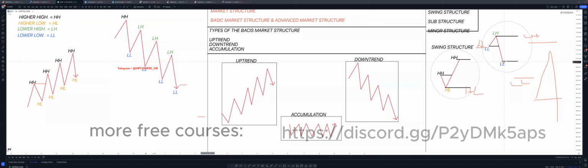Now we expect price to retrace back, right, into this lower high. This retracement is simply called the substructure. The retracement is usually like this. So immediately price retraces back into this lower high zone, then we get a continuation, which is called a minor structure. I hope you are following.